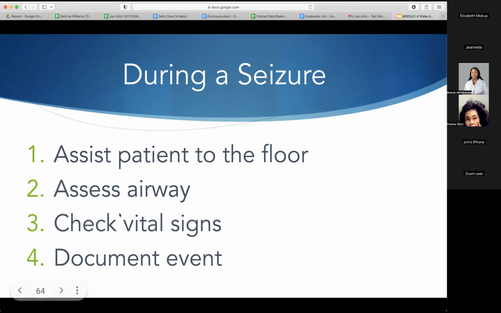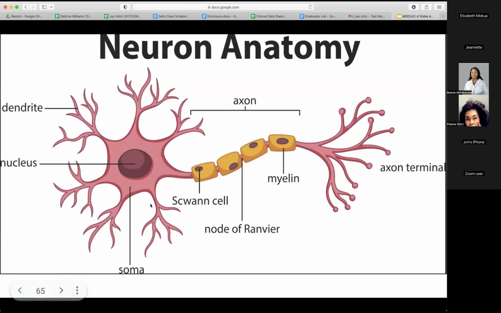All right. So next we're going to review the neuron anatomy just a little bit so we can learn about what happens when something goes wrong and leads to a disorder called multiple sclerosis.